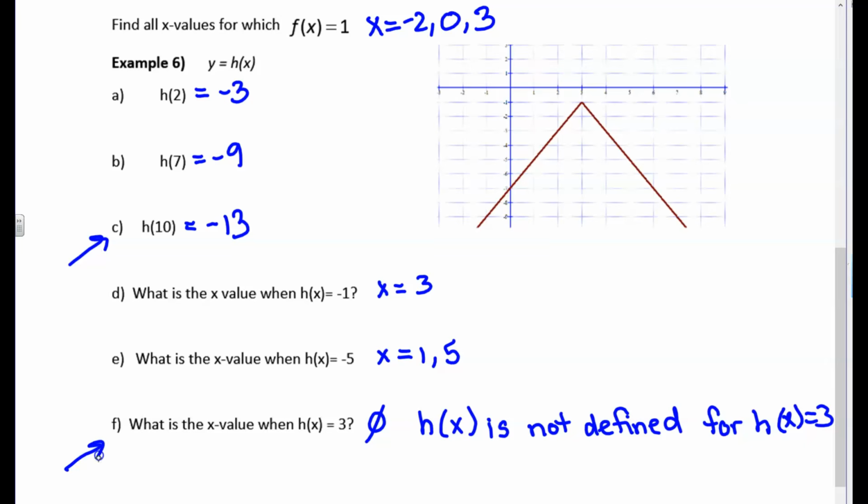And then on F, when we look at h of x equals 3, well, when I come up here to 3 and I draw my horizontal line, there is no graph there to connect with that line. So my answer here is no solution because h of x is not defined for x equals 3.